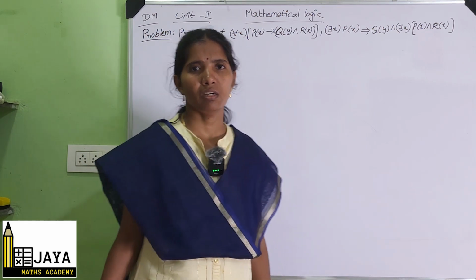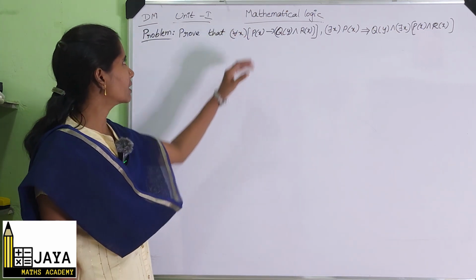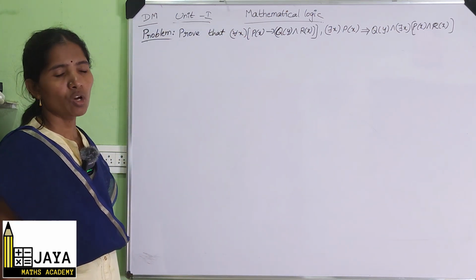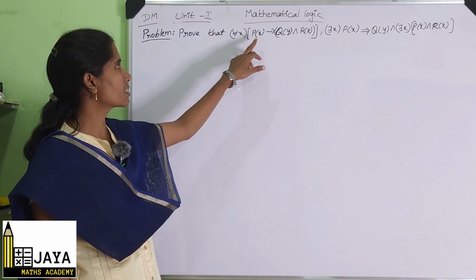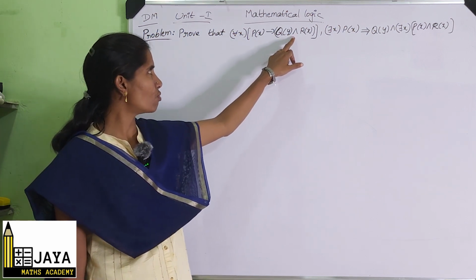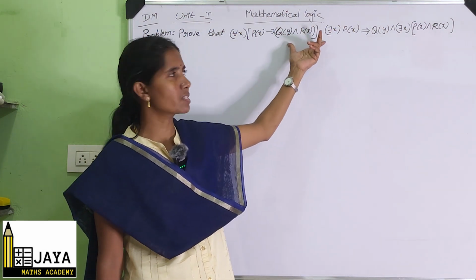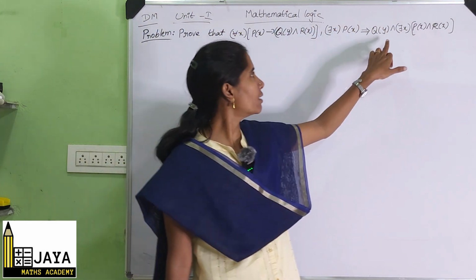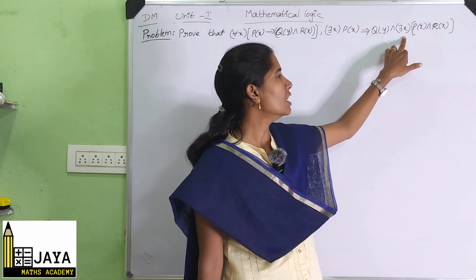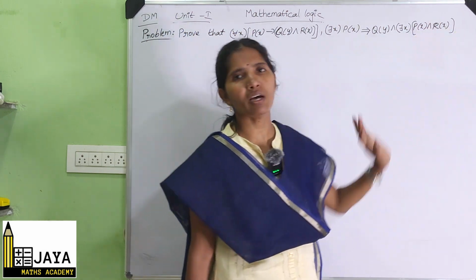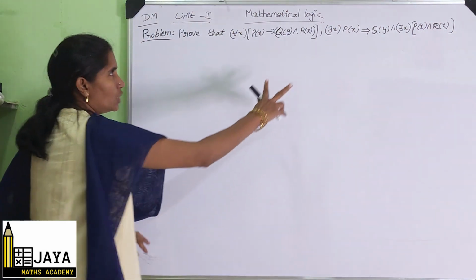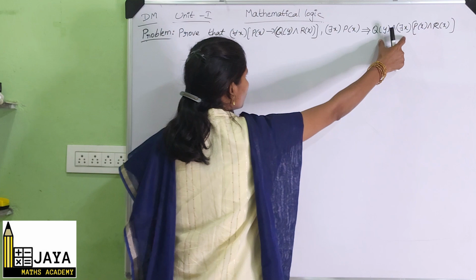Welcome to Jaya Maths. Today's topic is in mathematical logic. Prove that for all x, p of x implies q of y and r of x, comma, there exists x, p of x. Two premises. By these two premises, we have to show that q of y and there exists x, p of x and r of x.